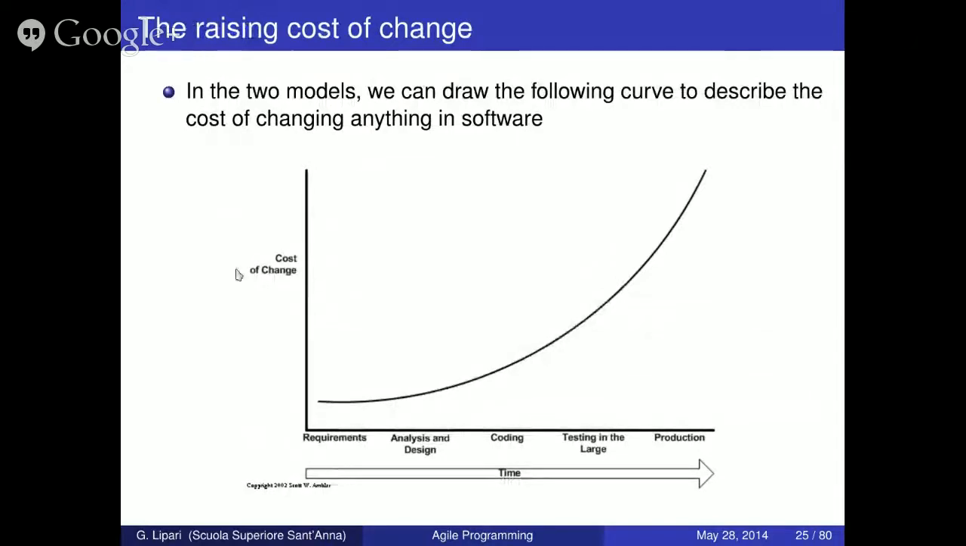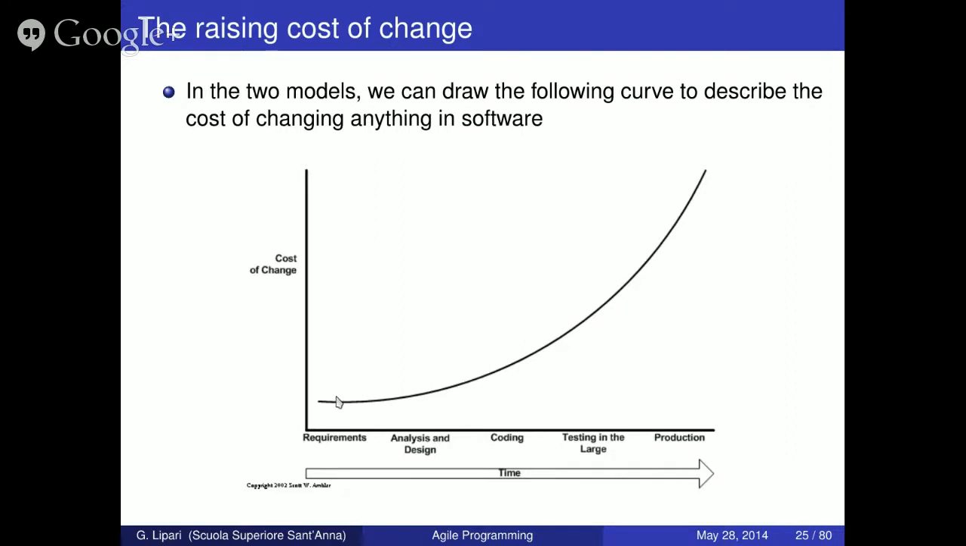So if you look at the waterfall model, what happens is that if you put the time on the x-axis, with different phases of development, and you put the cost of changing something on the y-axis, what you see is that as you go ahead across the different phases of development, the cost of changes increases. For example, changing something during the requirement phase has basically a cost more or less equal to zero. You just change a Word document, probably. You change a text document.